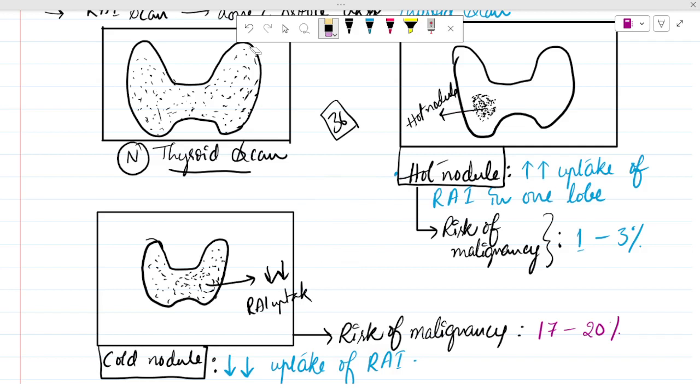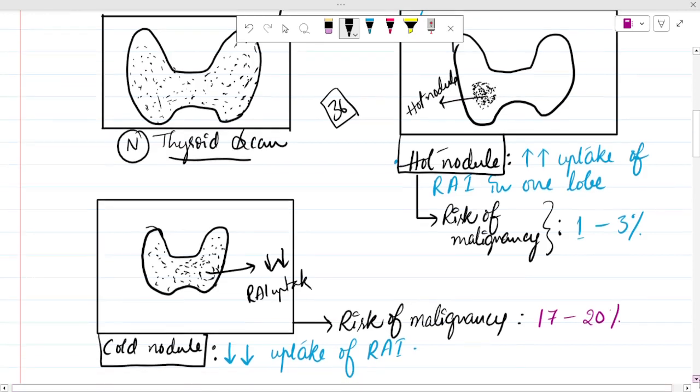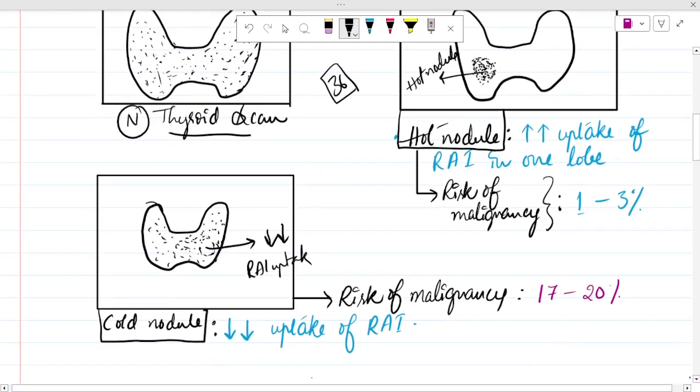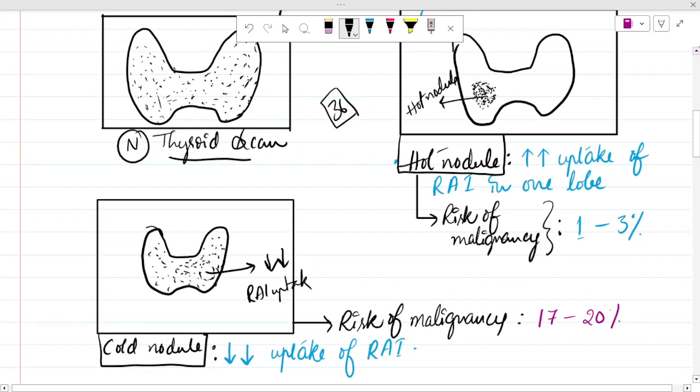So that is called a cold nodule, with a decreased uptake of radioactive iodine. Now, is there any problem with hot nodule and cold nodule?